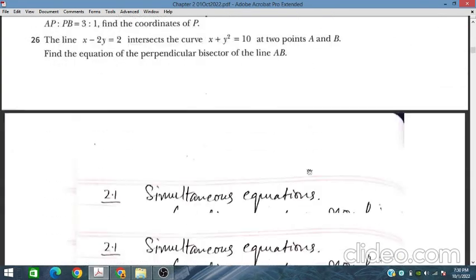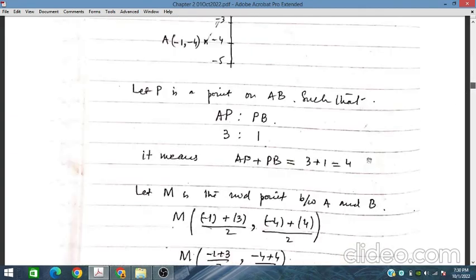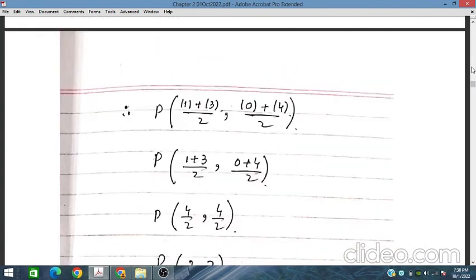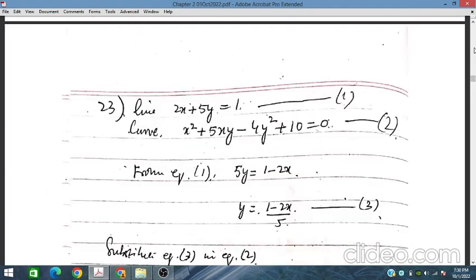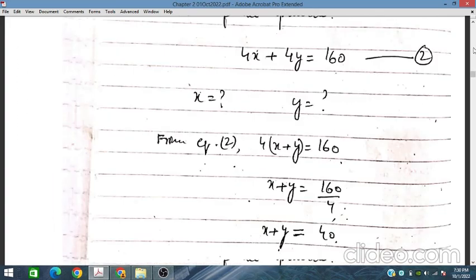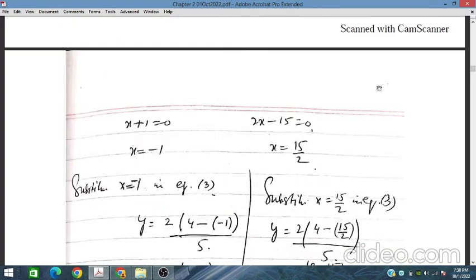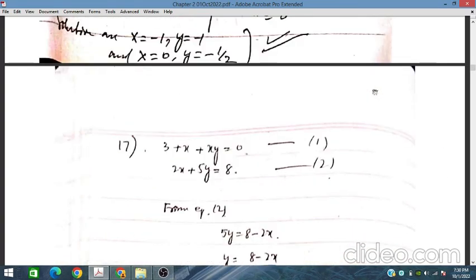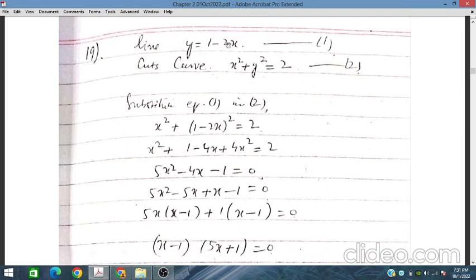So we have solved it. At 19, this is solution number 19, where we have a line and this line cuts the curve. This curve is a circle, cut the curve at 2 points.